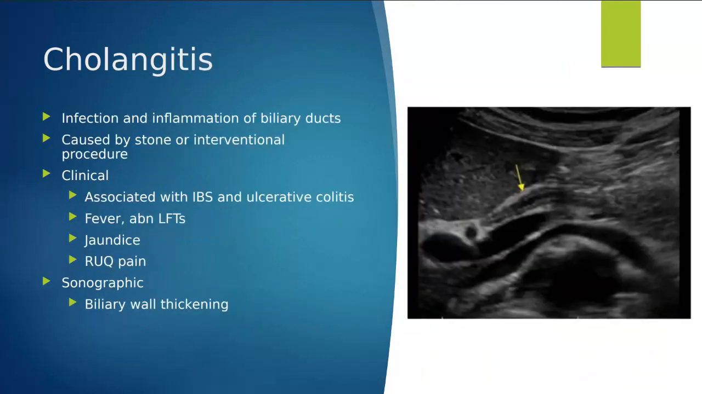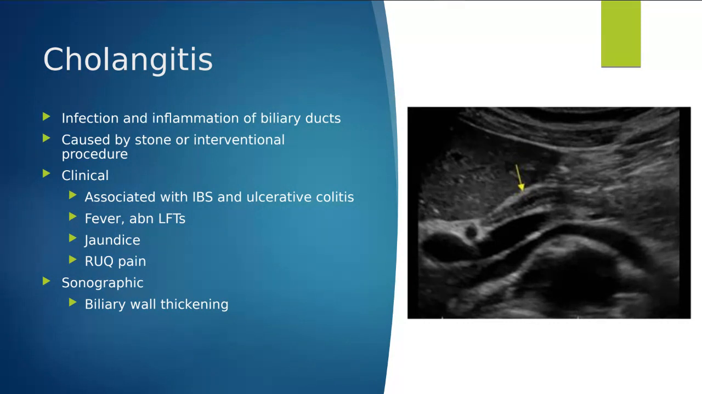Next, we have cholangitis. This is when we have infection and inflammation of the biliary ducts. This is going to be caused by, of course, some type of stone or an interventional procedure. So this is something we need to be aware of in the patient's medical history, just to see, have they had anything recently that could have introduced some type of infection into this patient, therefore affecting their biliary tree.